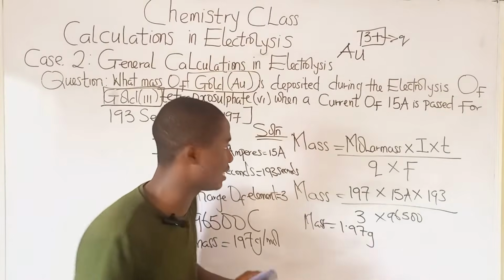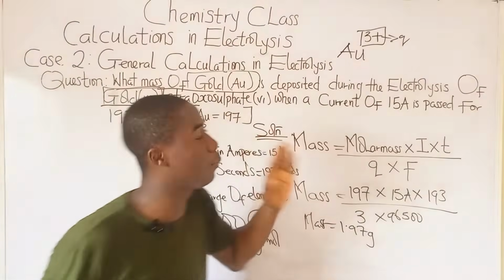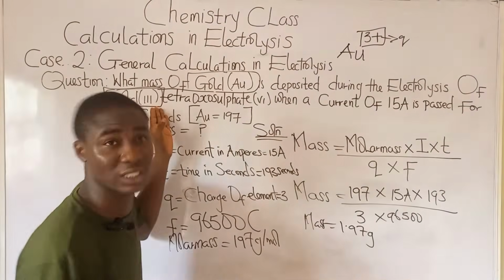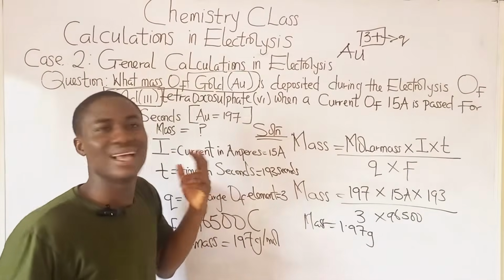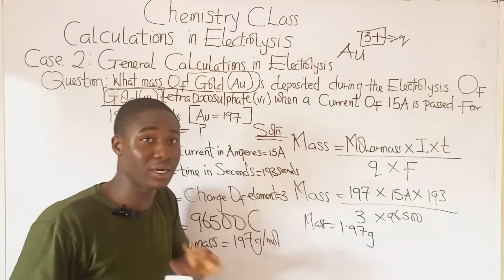So you can see how it works. The answer we are getting now is 1.97 grams, and that is the mass of gold that will be deposited during the electrolysis of gold 3 tetraoxosulfate 6. You can see solving questions of this sort is very, very easy.